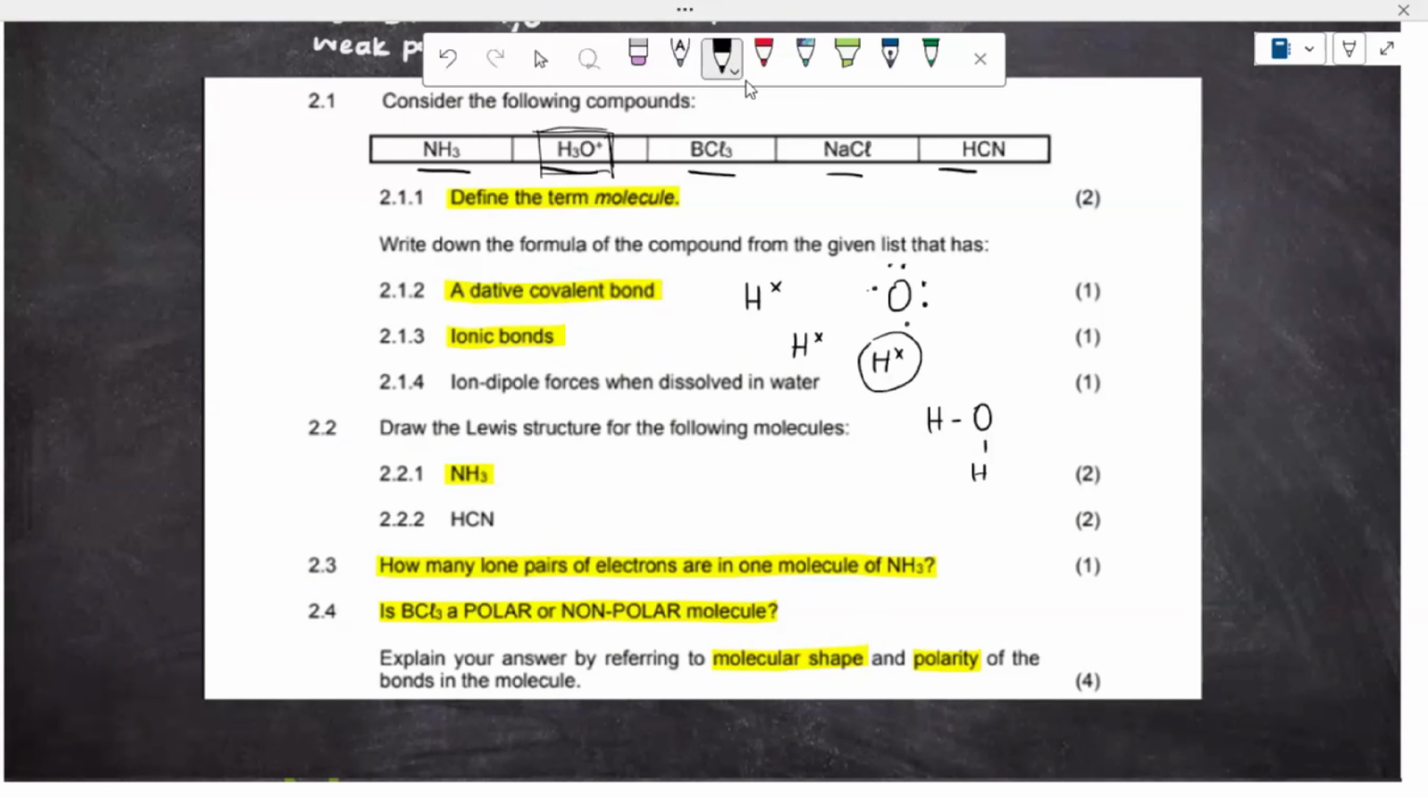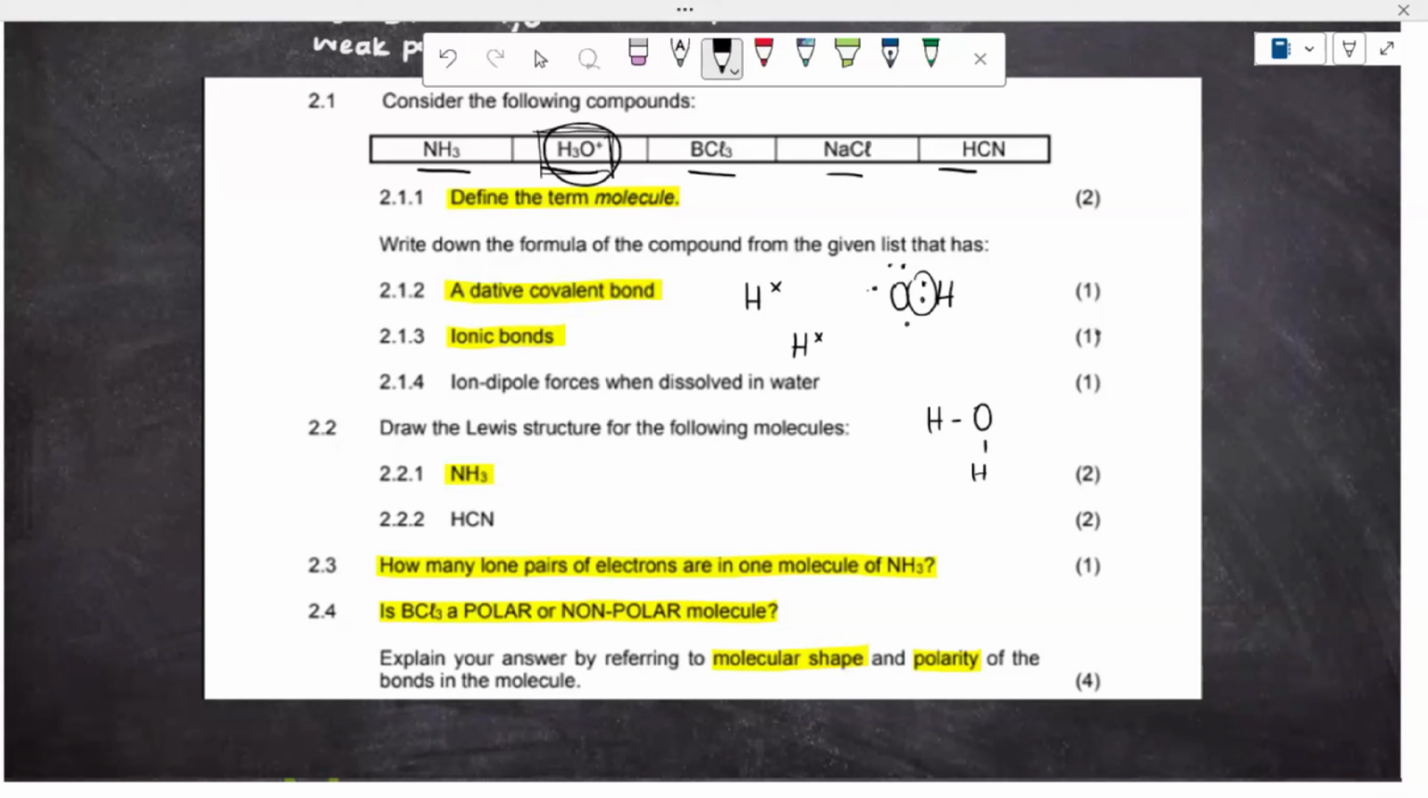So what happens is this hydrogen comes and binds over here to get these two electrons. Now this is a dative covalent bond, because there's a shared pair of electrons between these two atoms, but the electrons are both coming from the oxygen. So that would be an example of our dative covalent bond. Nice. So this was our correct answer for 2.1.2.